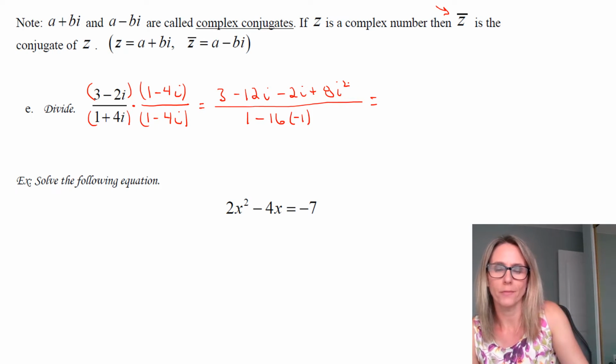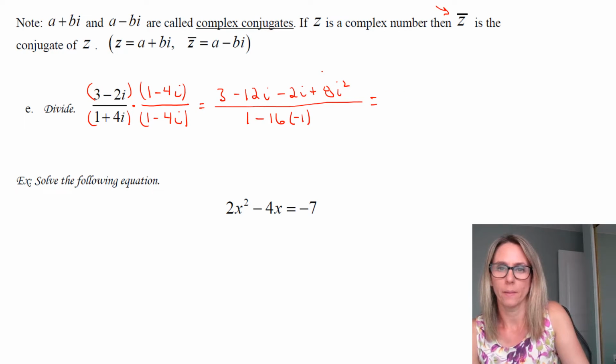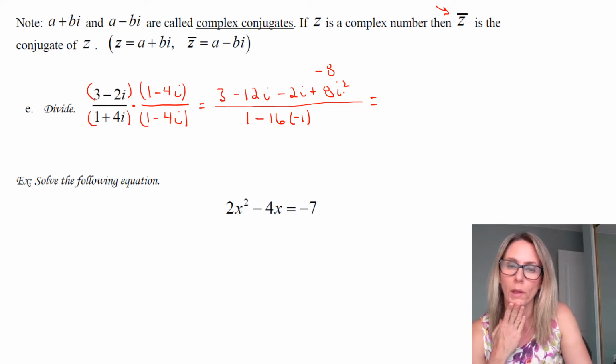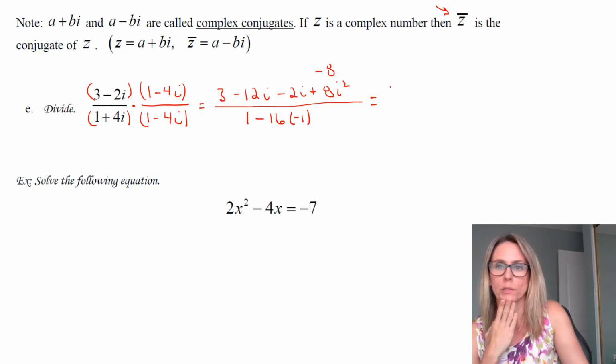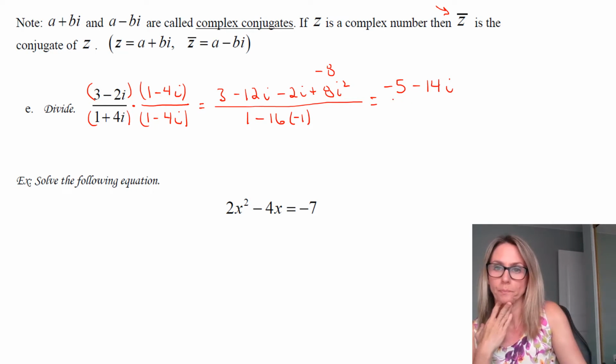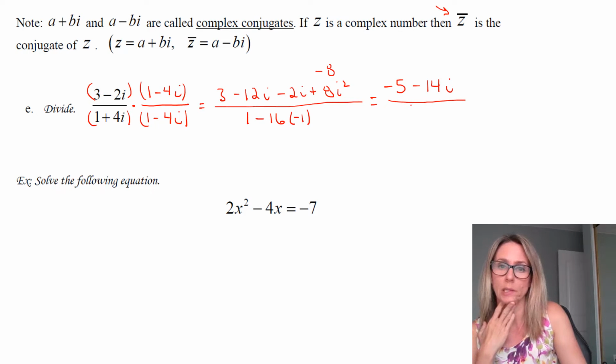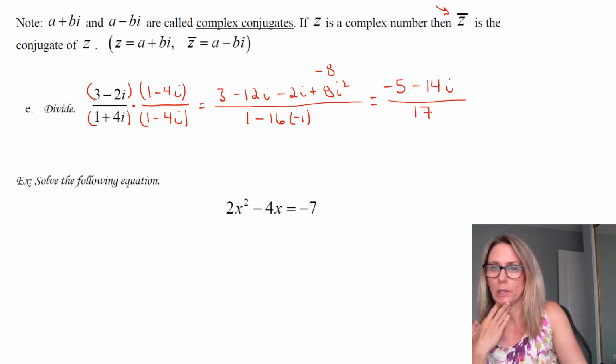Then let's see what I'm going to have. So I'm going to have a minus 8 here, because that's negative 1 when I square the i. And it looks like I'll have 3 minus 8, which is a negative 5, and then a minus 14i in the middle. And then our denominator here, yay, is 1 plus 16, or 17.